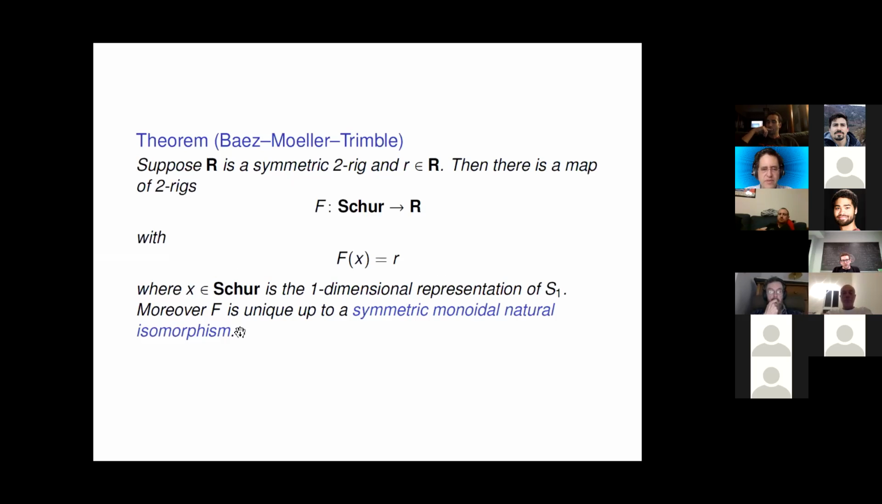And moreover, F is unique. It's unique up to a symmetric monoidal natural isomorphism, which is the right kind of notion of isomorphism between maps of this sort. And so that's all we should expect in category land, that F is unique up to that kind of isomorphism. So that's the theorem. Actually proving it takes a fair amount of work, and I won't really get into that. I don't think that will make any of us much happier right now.